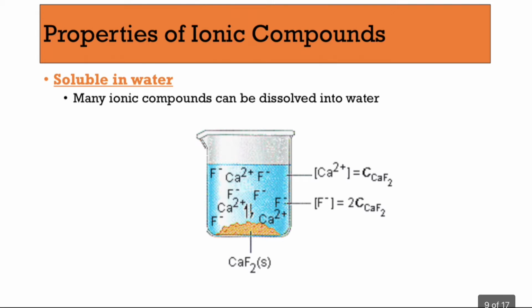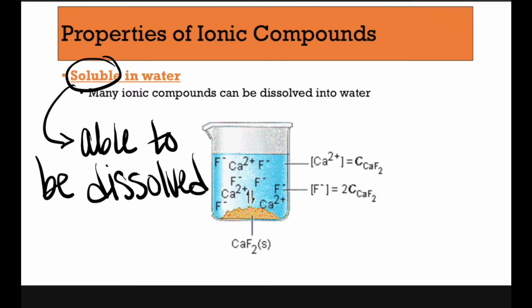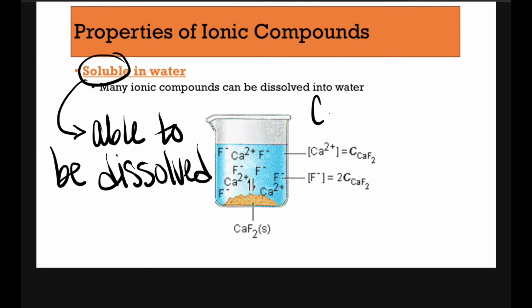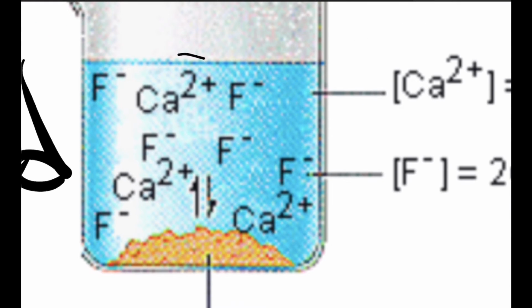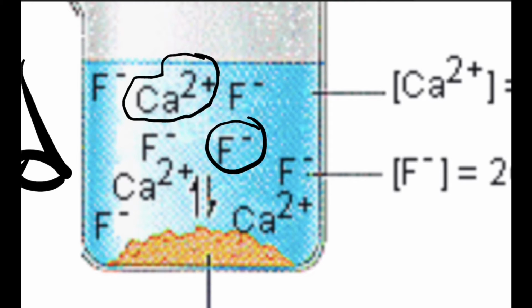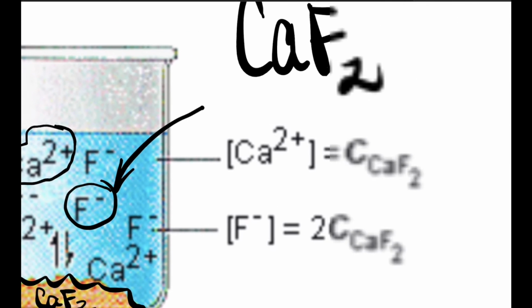Alright, ionic compounds are soluble in water. Soluble means that when it dissolves, it splits up into its two ions. If we take a look here, we put CaF2, calcium fluoride, and here we have our little calcium ions and our little fluorine ions. Here is the solid, where it's still CaF2, and then once it dissolves in the water, we get what are called aqueous ions.